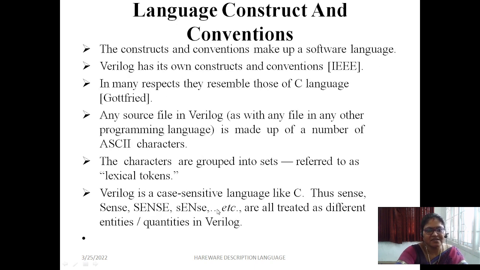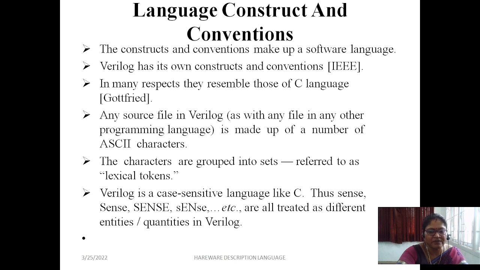So now the language constructs and conventions. We have different constructs as well as conventions in software languages. Verilog has its own constructs and conventions, and it sometimes resembles the C language. Every Verilog source file is made up of a number of ASCII characters. The characters are grouped and referred to as lexical tokens. Also, Verilog is a case sensitive language like C.